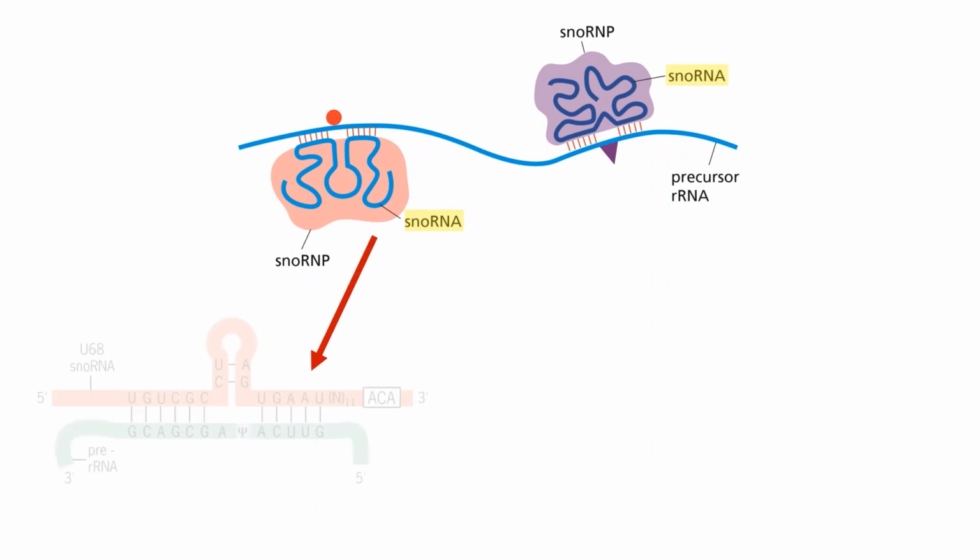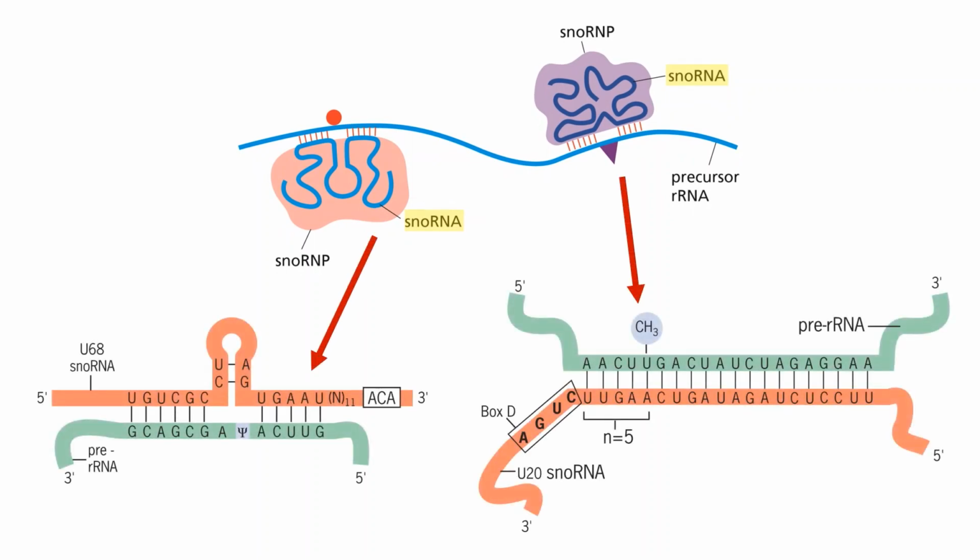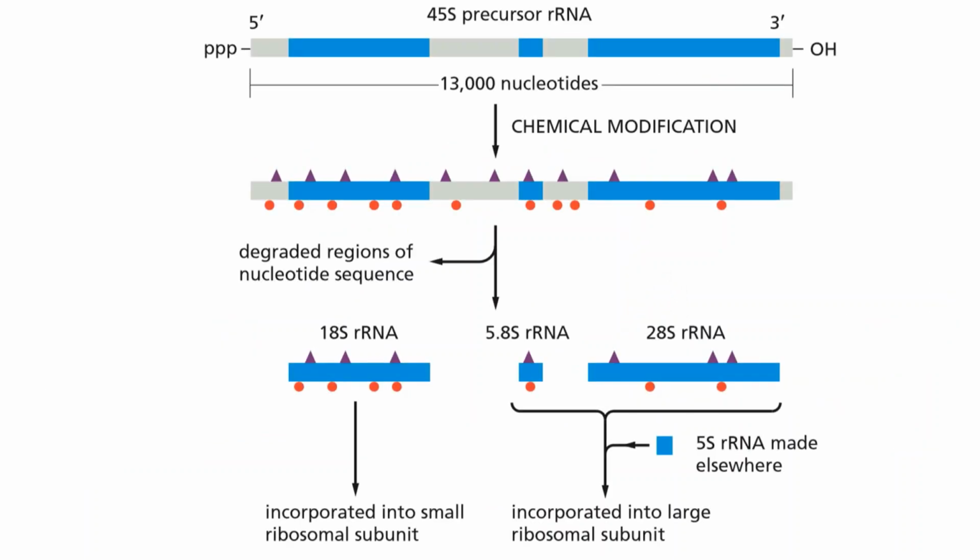So here is just a detail of what they are doing. Here we can see the formation of this loop. Here we can see the addition of a methyl group, so methylation. And then here's another look at the 45S rRNA being processed to become the 18S, 5.8S, and 28S rRNA. And then the 5S is going to be combined with the 5.8S and 28S to become the large subunit. And the 18S alone is incorporated to become the small subunit of the ribosome.